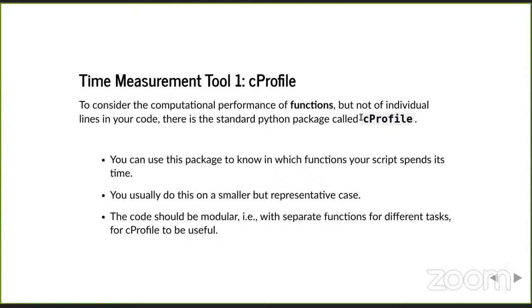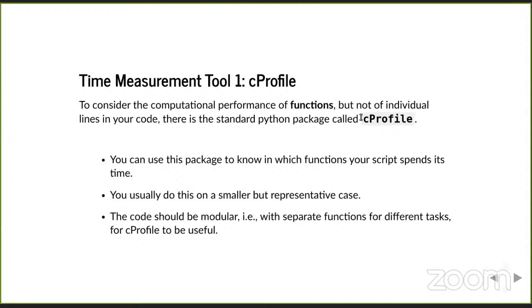cProfile profiles functions. So if your code calls other functions that call other functions, etc., it will tell you exactly how much time is spent in each function. It doesn't go line by line, it just goes function by function. And so your code that you want to profile should be modular. That is, it should be separated in functions, and those functions should call other functions, etc.